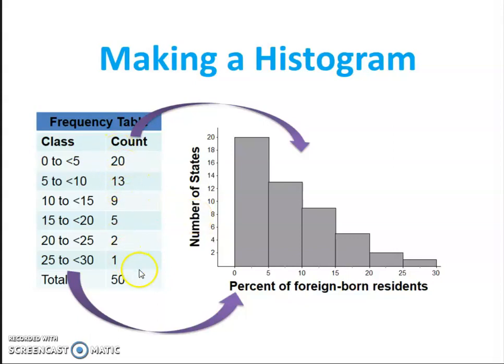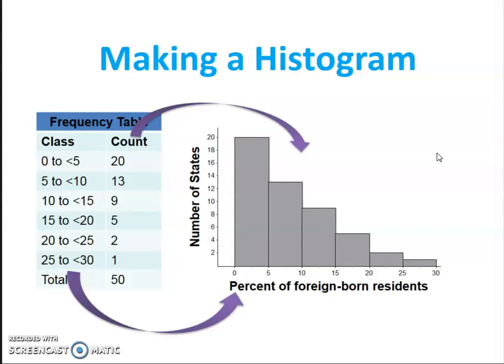I know I did it right, at least from the total. There are 50 states, and my count summed up to 50, so at least that's a good sign. As far as knowing I added them up right, you do have to be careful to make sure you put them in the right classes. And if you chose to do different class widths, you might have a different number of classes, so then your counts would be different, which would then lead to a different histogram.